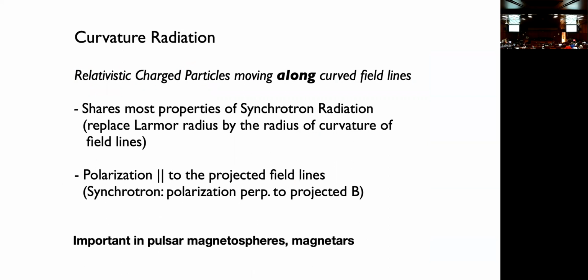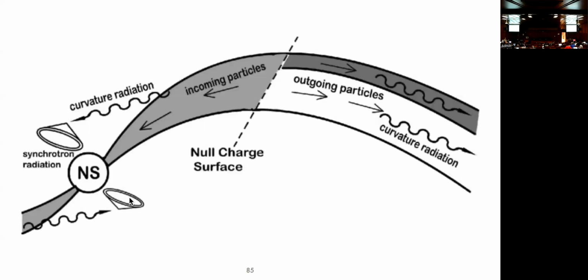Another case is if particles are following a curved magnetic path, a curved trajectory, maybe in the presence of a very strong magnetic field, which is seen in the case of pulsars. So you see loss of energy in these cases due to the curvature process. This is called curvature radiation.